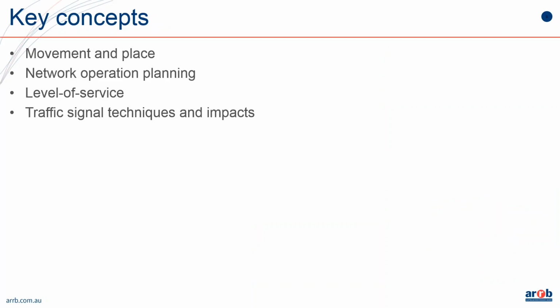In this webinar, these are the key concepts that hopefully by the end of this session you'll at least have a good understanding of. The first one is the movement and place framework, the network operation planning framework, the level of service, traffic signal techniques, and impacts. Now, we may not be able to go into detail on each of these key concepts, but I'm more interested in tying these concepts together, hence the title of this talk, Traffic Signal Techniques for Network Operations Planning.